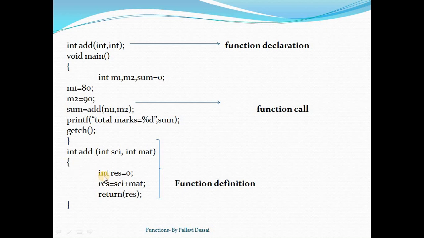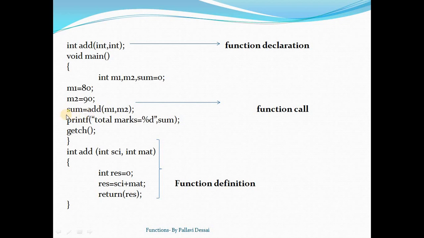Now with this curly bracket I enter the subprogram. Integer result is equal to 0. Result is equal to psi plus math, that is 80 plus 90. So that is 170. So 170 value is stored in variable result and return result. So return means it will go back where there was a function call, and what it is going to return, the value stored, that is 170. So now this whole statement will get replaced with 170.